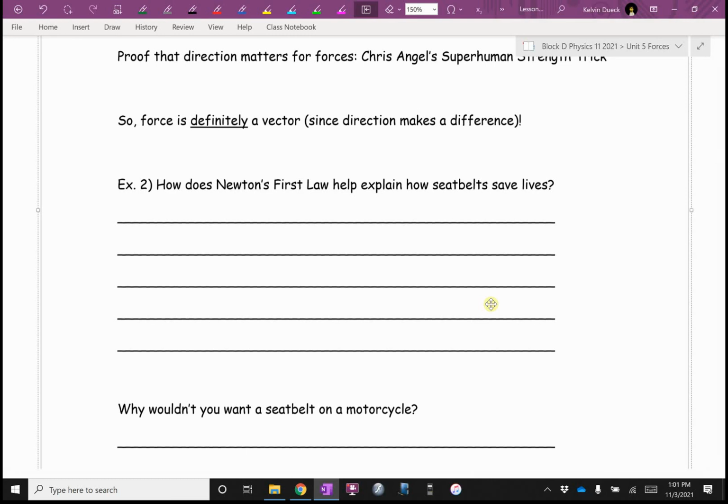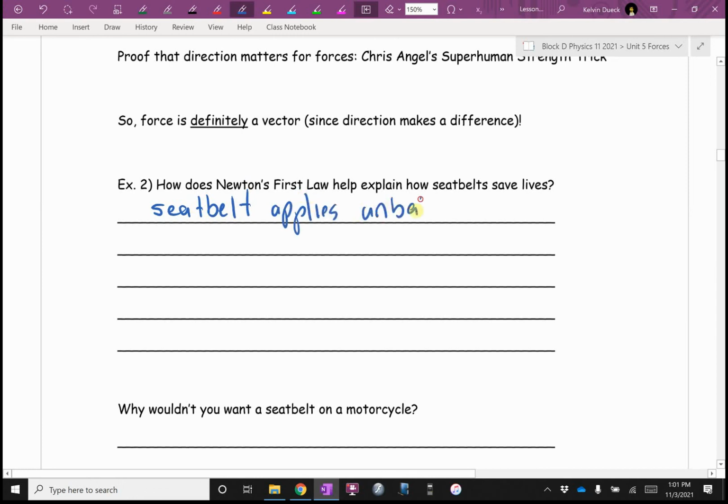Okay, so how does Newton's first law help explain how seatbelts save lives? I think we can say this. Seatbelt applies an unbalanced force to stop us.